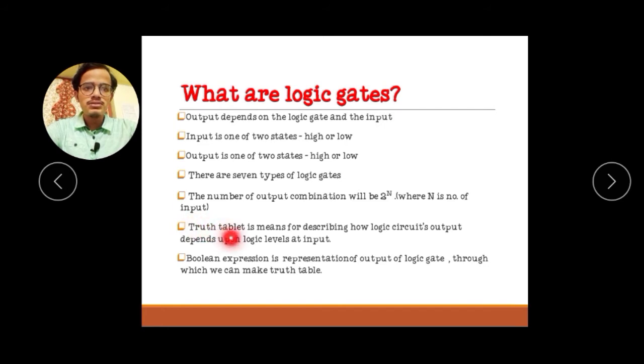Truth table describes how the logic circuit output depends upon the logic level at the input. Truth table defines how the output depends on the input we are providing. Boolean expression is the representation of the output of a logic gate through which we can make the truth table.